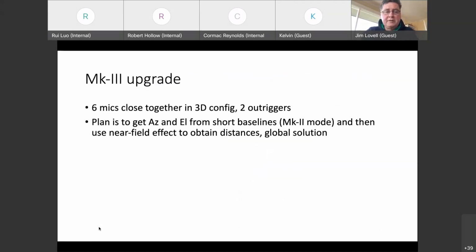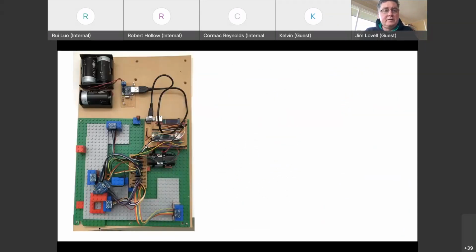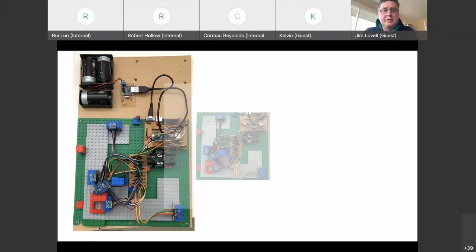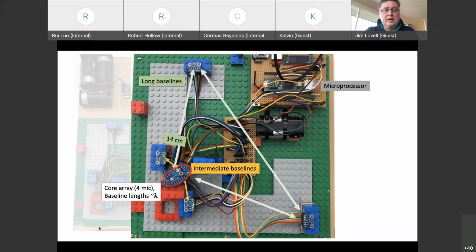And the Mark III, which I'm doing now, I'll just skip over to that. The hardware costs are quite small. You're talking about $170 to put something together, which is very comparable to the Audio Moth. And there it is, and you can see quite a bit of Lego there. There's the inner array of 4 microphones for short spacings and resolving ambiguities. Then you've got some intermediate baselines to give some resolution in the direction measurement. And then you've got two microphones on long baselines, which are sensitive to near field effects and give you, hopefully, direction.